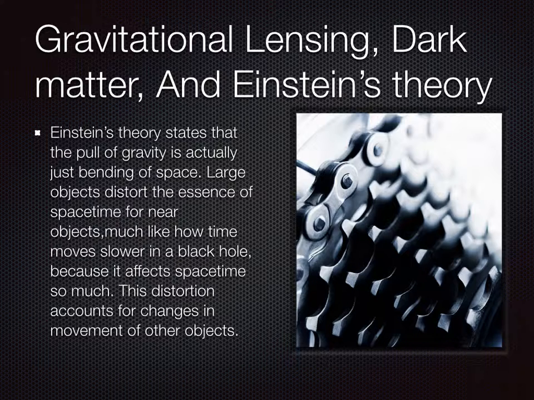Gravitational lensing, dark matter, and Einstein's theory. Einstein's theory states that the pull of gravity is actually just bending of space. Large objects distort the essence of spacetime for near objects, much like how time moves slower in a black hole, because it affects spacetime so much. This distortion accounts for changes in movement of other objects.